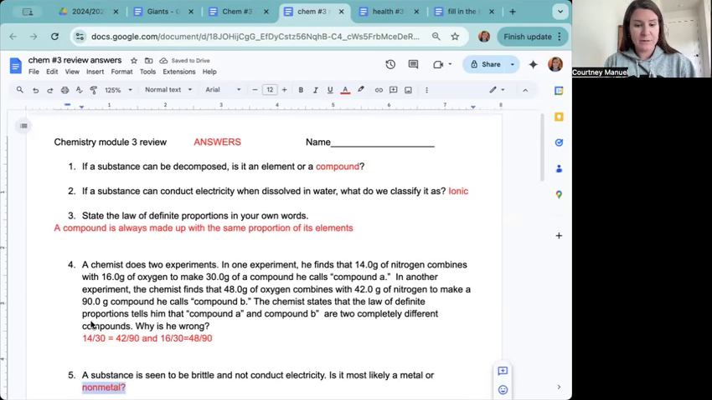Number 5, substance is brittle and does not conduct electricity. That's going to be a non-metal. Metals are malleable. That's why you can take a ring and bend it into a shape, because it's not too brittle and it can definitely conduct electricity.